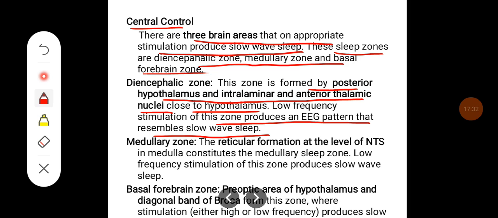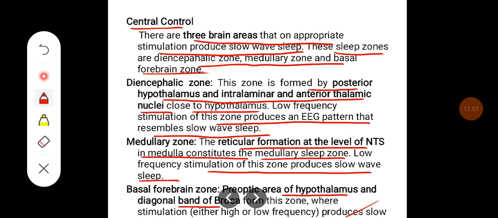The medullary zone, the reticular formation at the level of nucleus tractus solitarius in medulla constitutes the medullary sleep zone. Low frequency stimulation of this zone produces slow wave sleep. Then basal forebrain zone, that is the preoptic area of the hypothalamus and diagonal band of Broca forms this zone, where the stimulation either high or low frequency produces slow wave sleep.